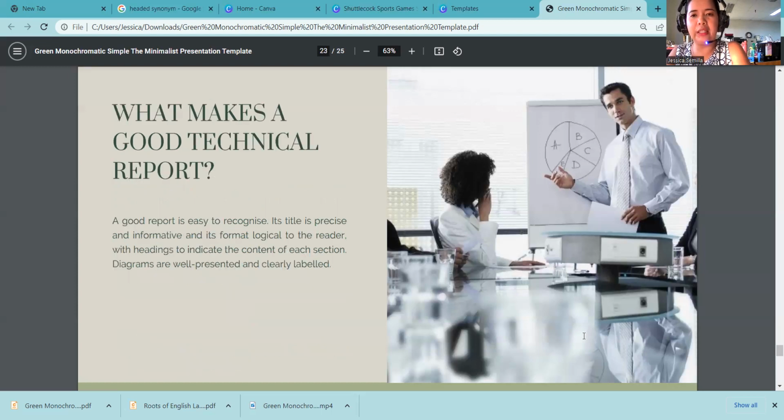So what makes a good technical report? A good technical report is basically something that is easily recognized. Its title is precise and its format is logical to the reader. So with the proper main headings and subheadings will indicate the content of each section. So the diagrams are well presented and should be clearly labeled.